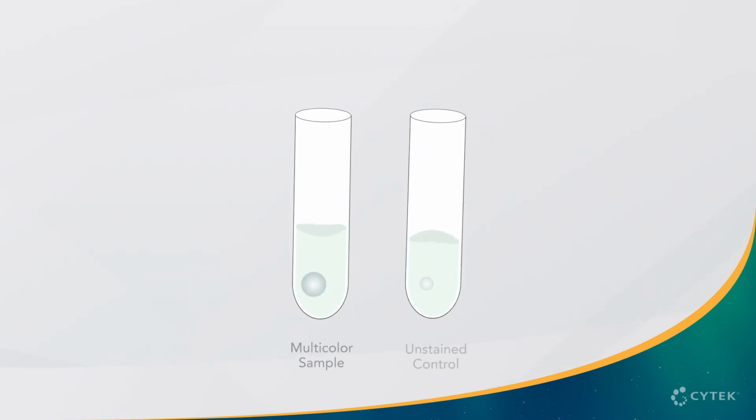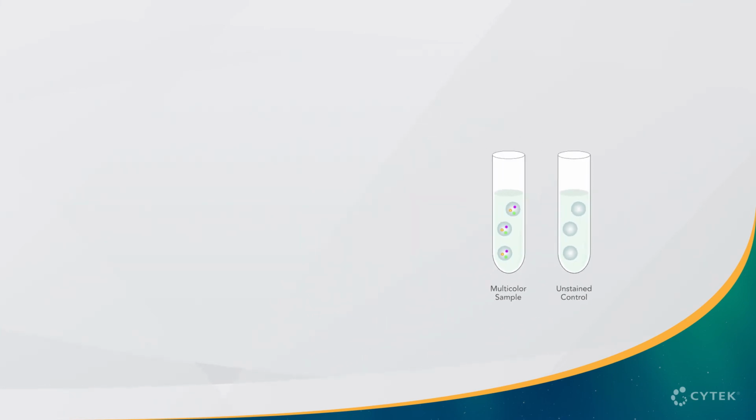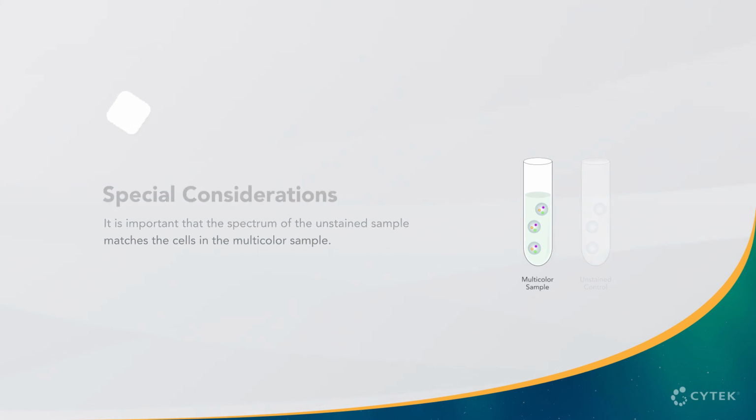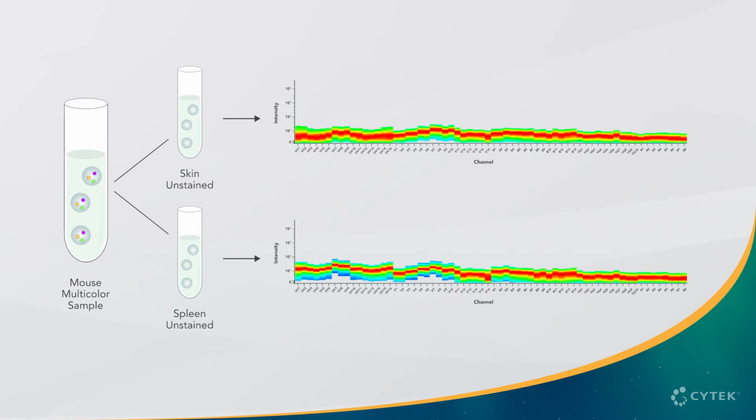In order to unmix fluorochrome signatures from the multicolor sample, the background autofluorescence of the cells must be taken into account. It is important that the spectrum of the unstained sample matches the cells in the multicolor sample. Remember this when using certain tissues and when processing samples with different buffers and treatments. For example, when running an assay on mouse skin cells, spleen cells should not be used as the unstained control.